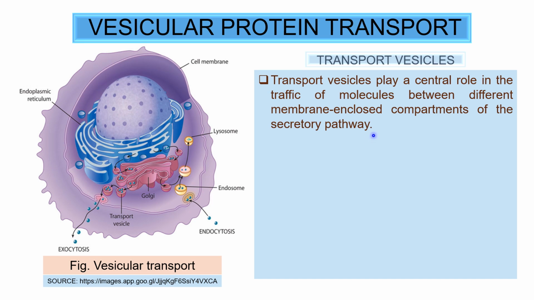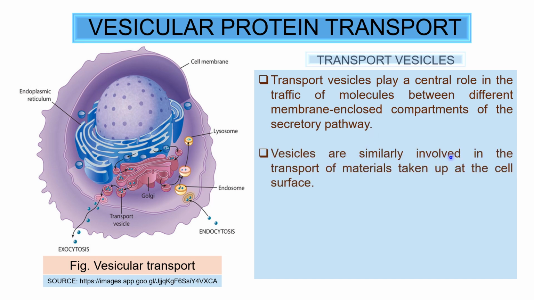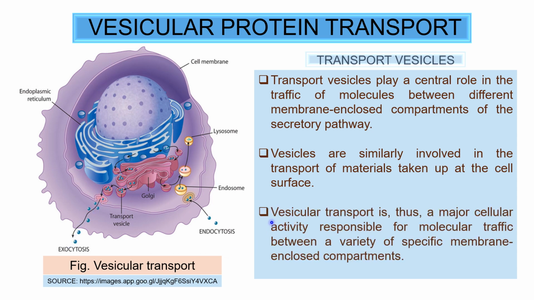That is, transport vesicles are needed in the secretory pathway for the transfer of secretory proteins. Vesicles are similarly involved in the transport of materials taken up at the cell surface. As we can see, vesicles budding off from the ER fuse with the cis-Golgi network, and vesicles budding off from the trans-Golgi network fuse with the plasma membrane and subsequently secrete their contents to the outside. Vesicular transport is thus a major cellular activity responsible for molecular traffic between a variety of specific membrane-enclosed compartments.